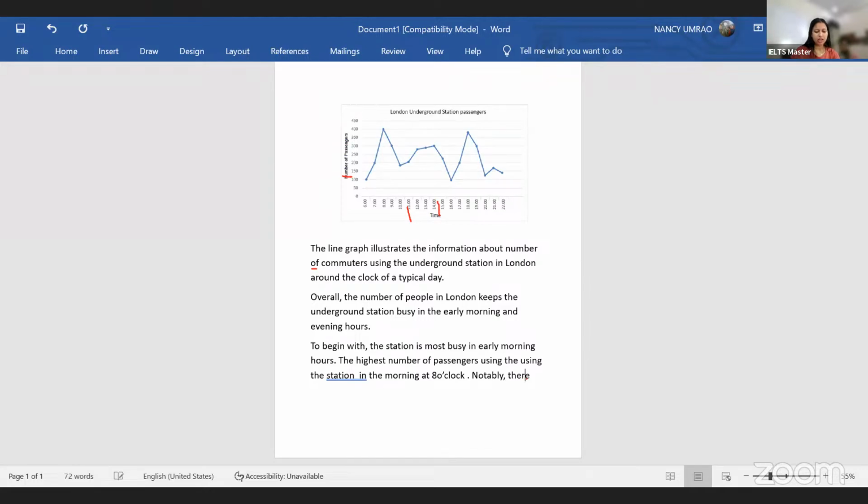Notably, there is a sharp increase. We have not been mentioned any year, so we are writing everything in present tense. There is a sharp increase in the number of people using the station between 6 o'clock and 8 o'clock.